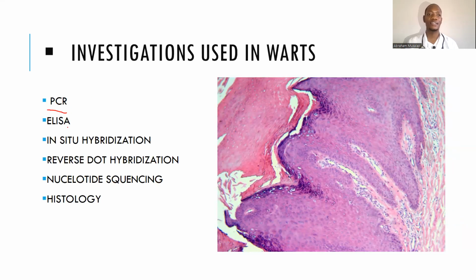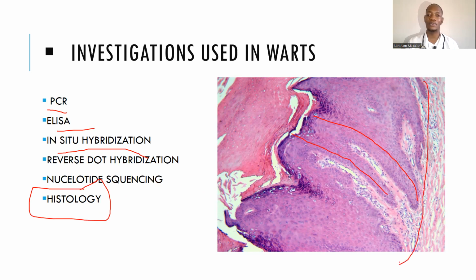Then the investigations used in warts vary, starting from PCR. If you're in a better setting, you can do ELISA, in situ hybridization and the rest. But we can also take a sample for histology, and in histology, we usually see this papillomatosis, this elongation of the rete ridges, and usually the shape will also be conical, showing the shape of the wart, as you can see, these rete ridges curving inward. Then you'll have this hyperkeratosis and also hypergranulosis in some cases.